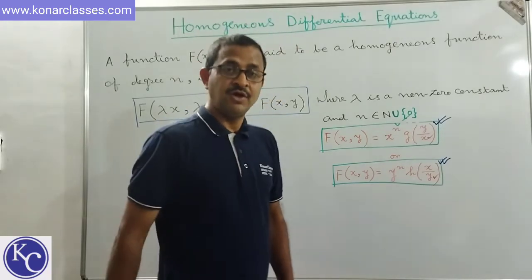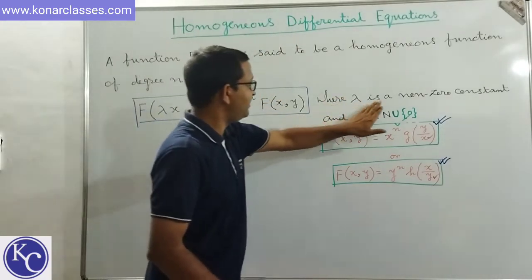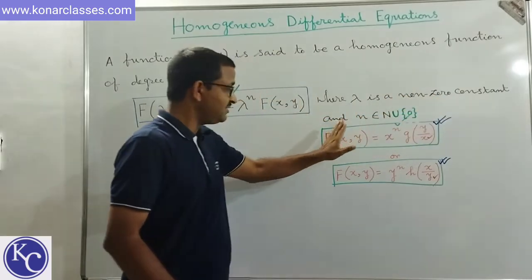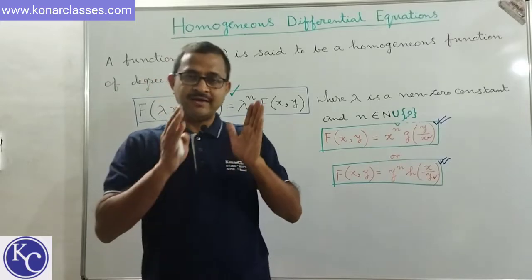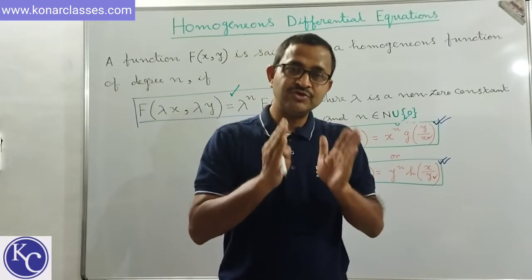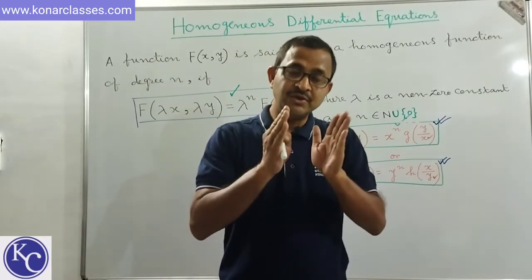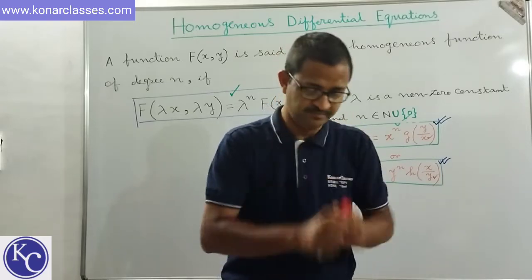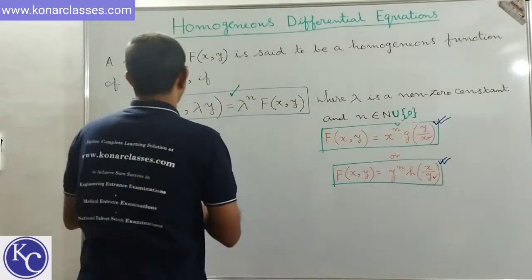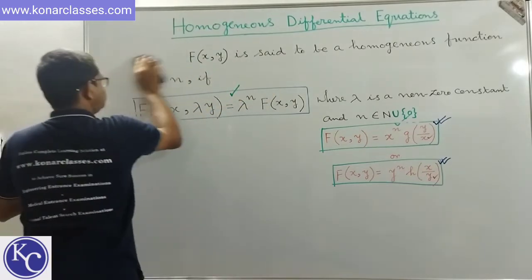then we can say this function is a homogeneous function of degree n in x and y. And what is lambda? Lambda is a non-zero constant. And what is n? n can be 0 or any natural number. And we are going to solve homogeneous differential equation in which the concerned homogeneous function is of degree 0. Now the question is how to solve it, okay?